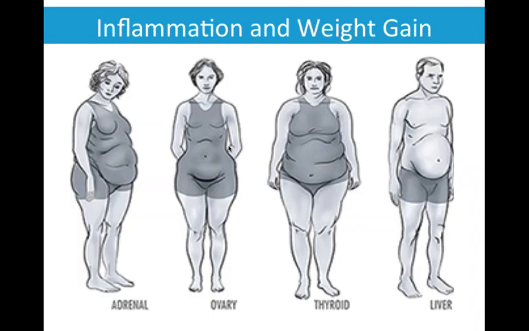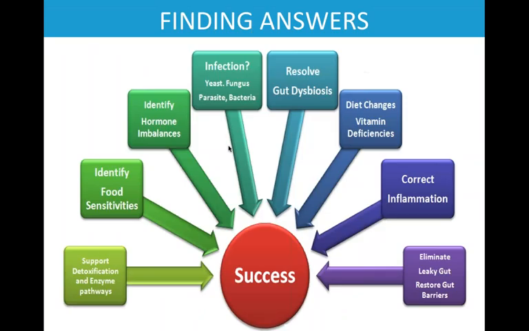There's an ovary or prostate body type. Now this comes from an estrogen dominance where you'll put weight on your hips and your thighs. The thyroid, if your thyroid's out of balance, you're going to put weight around your whole body. And then finally, the liver body type is where you get the pot belly. And all your weight will accumulate and look like you swallowed a bowling ball. Mood swings, these are hormonal issues.